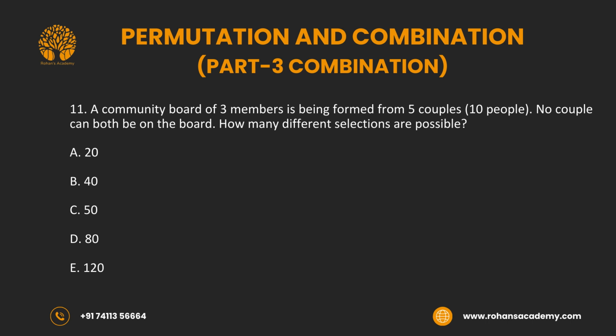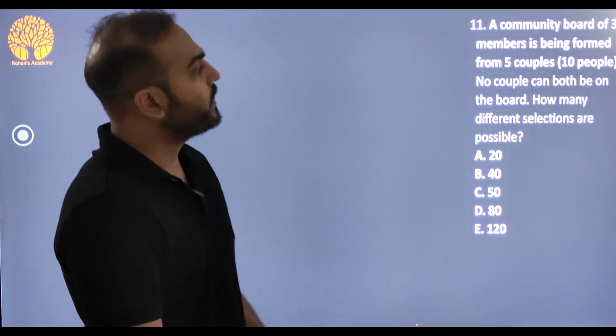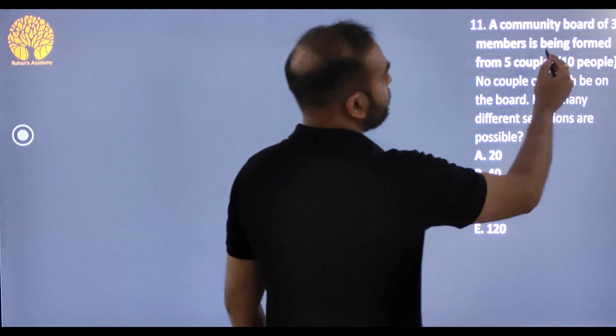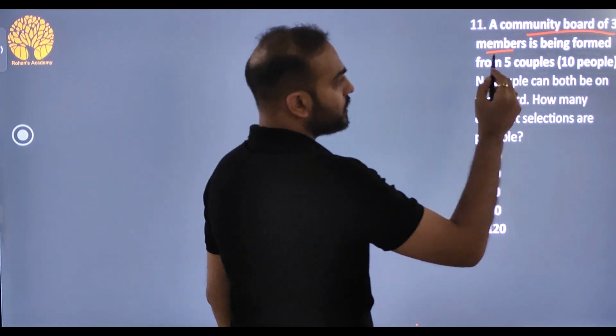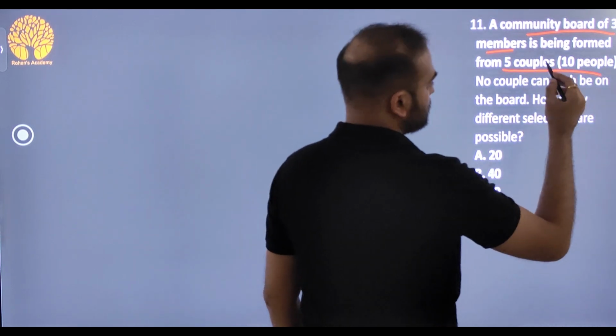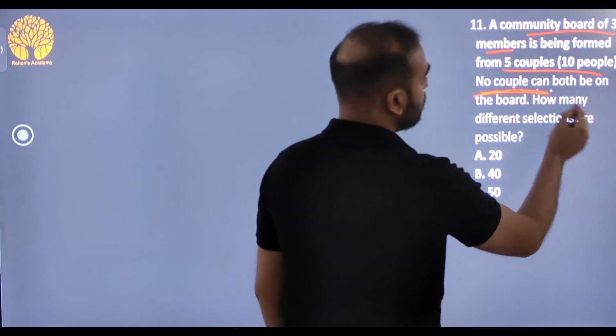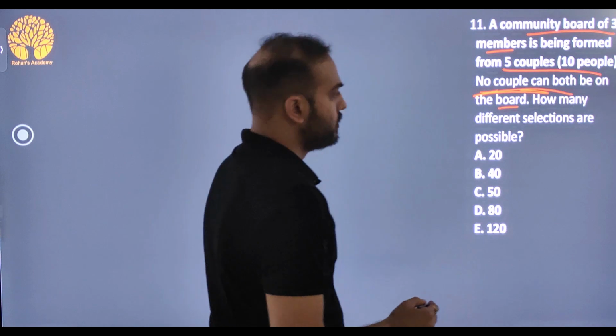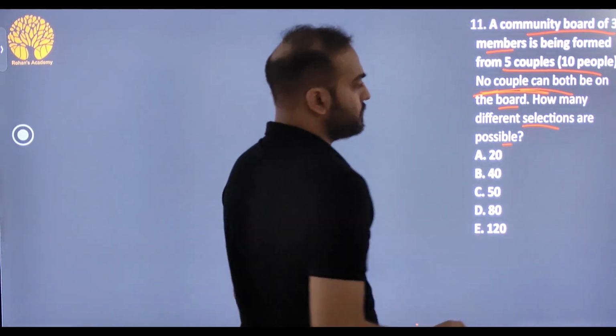Interesting question. See, we have a community board. We want to make a team of 3 members from 5 couples. That's 10 people, and no couple can both be on the board. How many selections are possible?